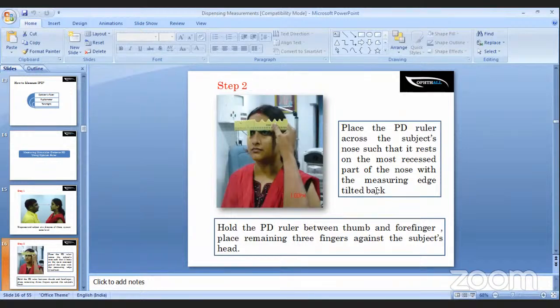हाथ में हम लोग right hand with, if you are a right hander, hold the scale in the right hand and place your fingers on the temporal bone of the patient. Hold the ruler slightly tilted down as shown in the picture.